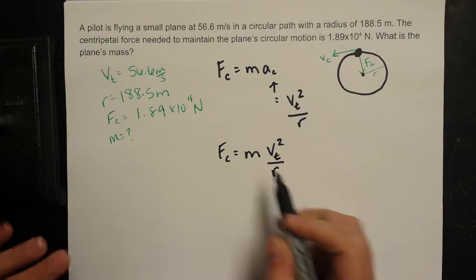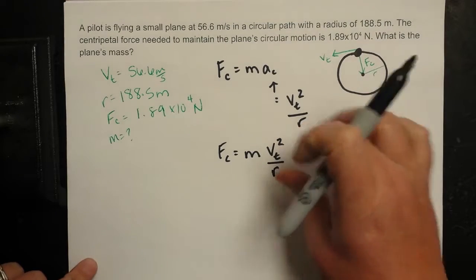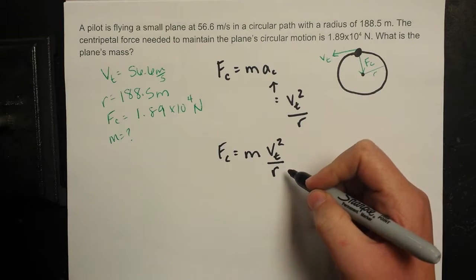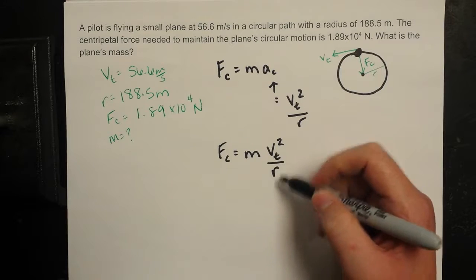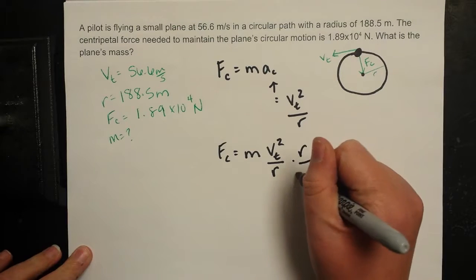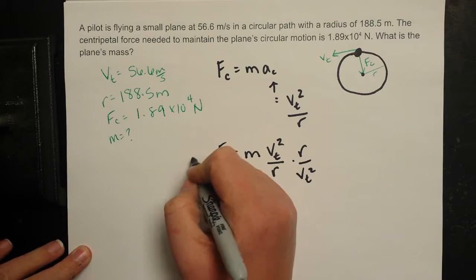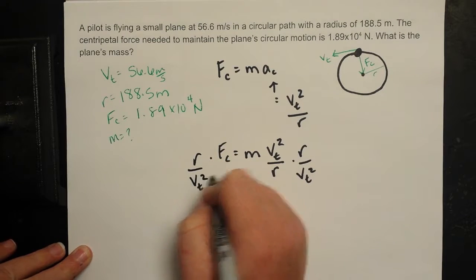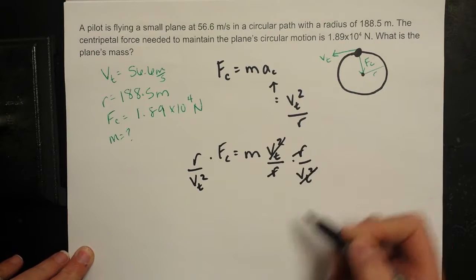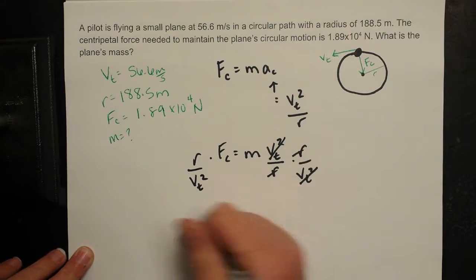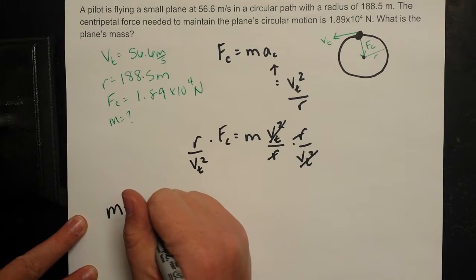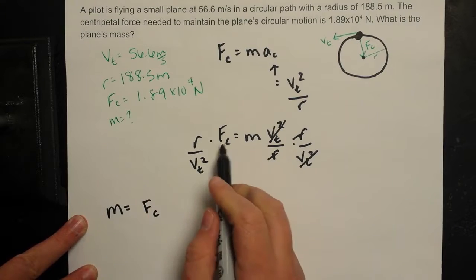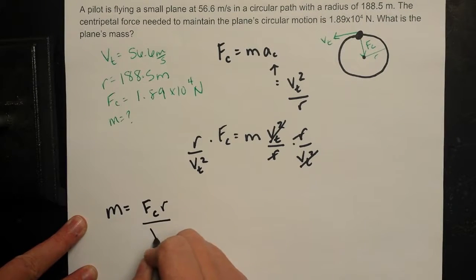Okay, we want to isolate mass, so we're just going to divide by this same exact fraction, Vt squared over r. So I'm just going to multiply by the reciprocal to do the same thing. I have to do that on both sides. Okay, so now all that stuff cancels. We can rewrite this as mass now is equal to our centripetal force times r over my tangential speed squared.